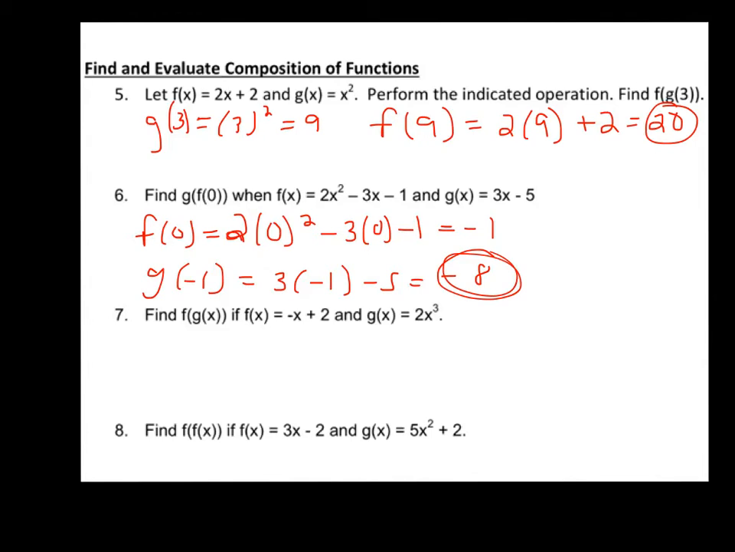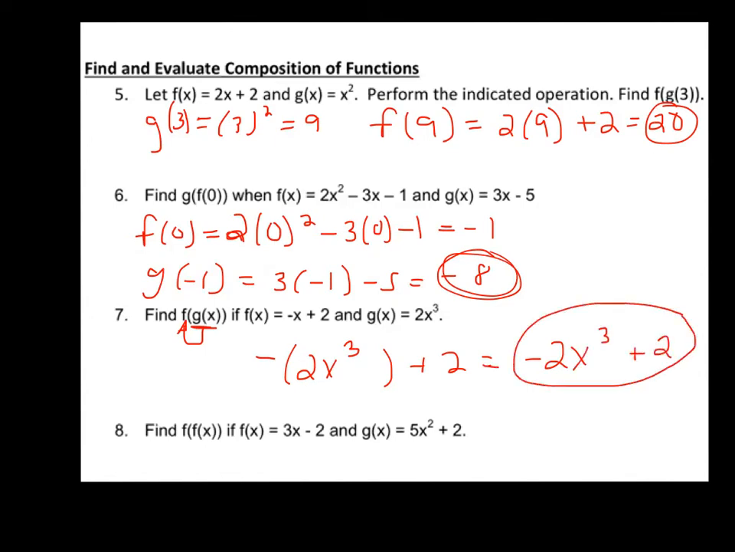On 7 and 8, we're not given numbers, so our answer should have x's in them. On 7, we're finding f of g of x, and so we're plugging g of x into f. I like to just start with my f function and plug in my g, and then simplify it. So my answer would just be -2x cubed plus 2, because there's not a lot of simplifying we can do there.